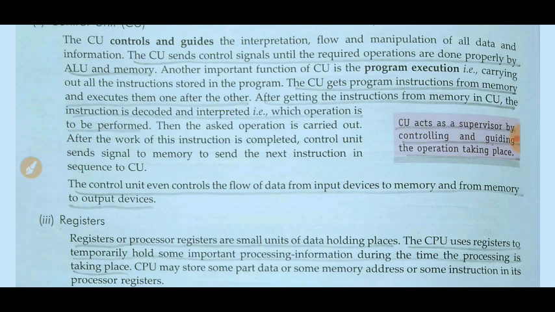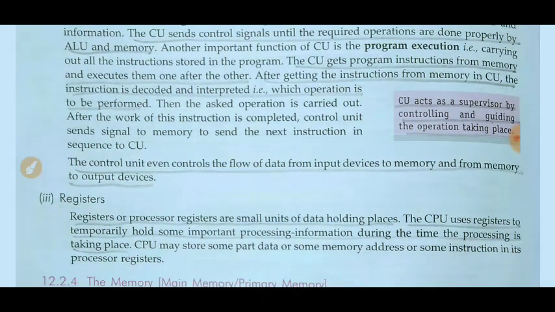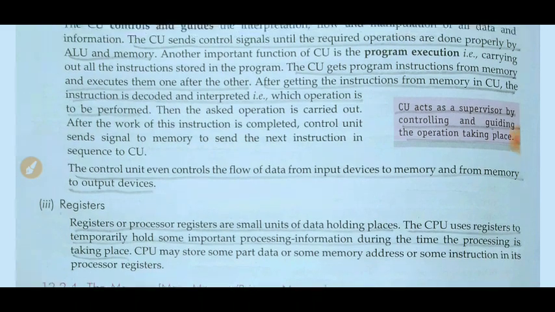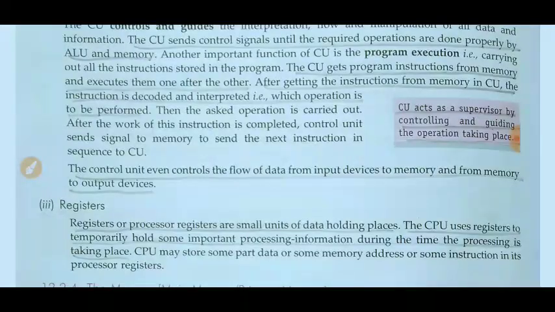Then next is register. Register is also a part of the CPU. CPU consists of three subcomponents. One is ALU, second is CU, third is register. Register or processor registers are small units of data holding places. Data holding means it is temporary storage where our data or intermediate results will be stored. This is the simple definition of register, nothing else.